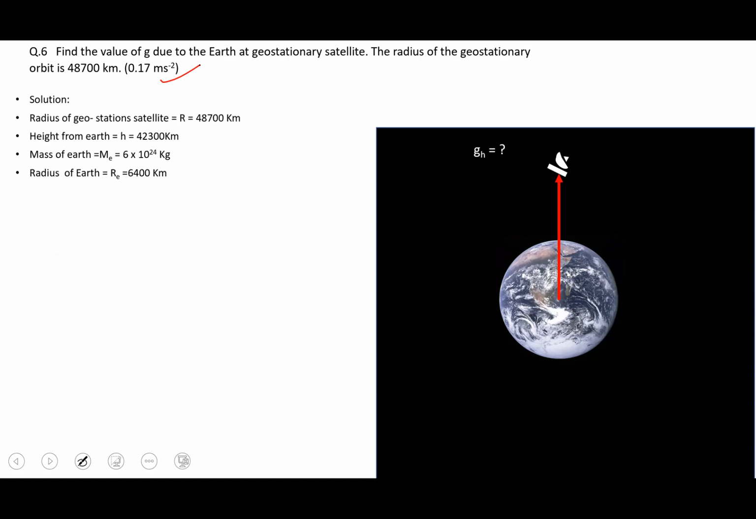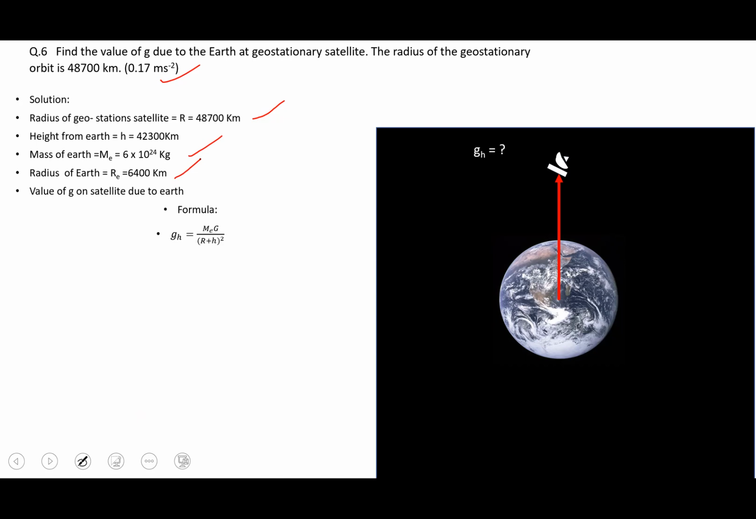So the radius of the geostationary satellite is R, which is 4,870 kilometers. So the height from the Earth is 4,230 kilometers. The mass of the Earth is basically 6 into 10 to the power 24 kilograms, and the radius of the Earth is basically 6,400 kilometers.